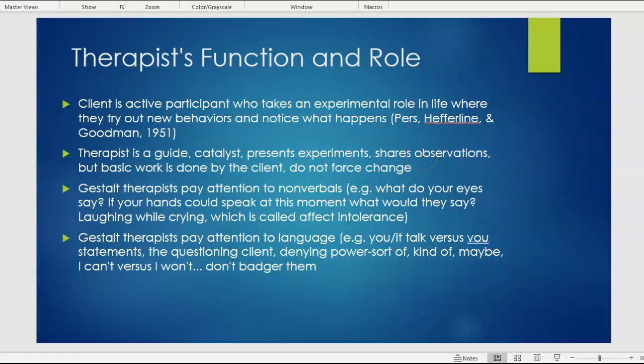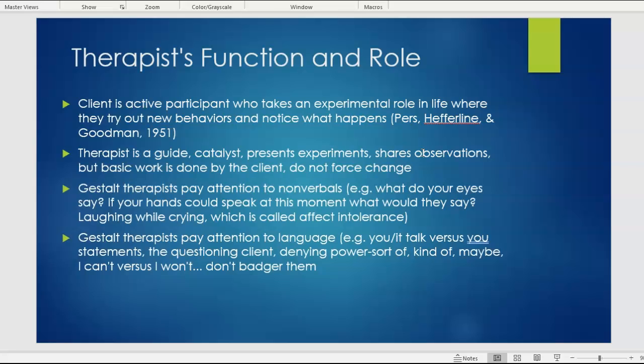The client is active. This is an active therapy. There are lots of experiments and lots of exercises. Those are the two words I couldn't think of. Experiments and exercises, and they're different, that you do with clients. And so you're a guide and you act as a catalyst. You present experiments and you share observations, but the basic work is done by the client. You don't force them. Very big on nonverbals. If your hands could speak at this moment, what would they say? If your leg could talk, what would it say? Laughing while crying. Tell me about you laughing while crying. Tell me about you smiling while you're telling me about your sexual abuse. And these are Gestalt things that I use a lot.